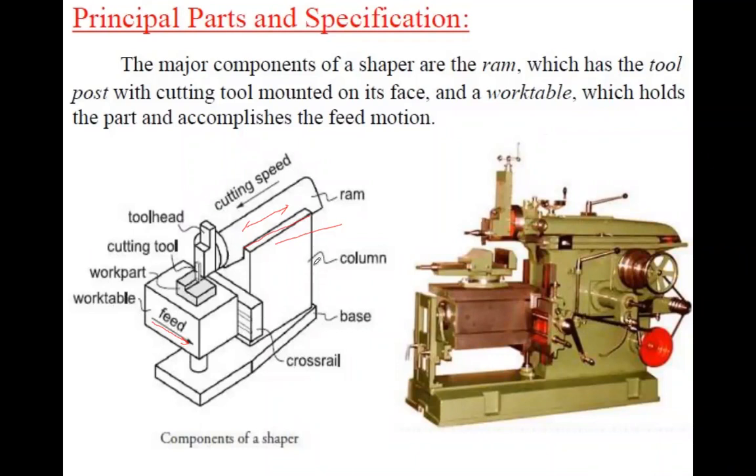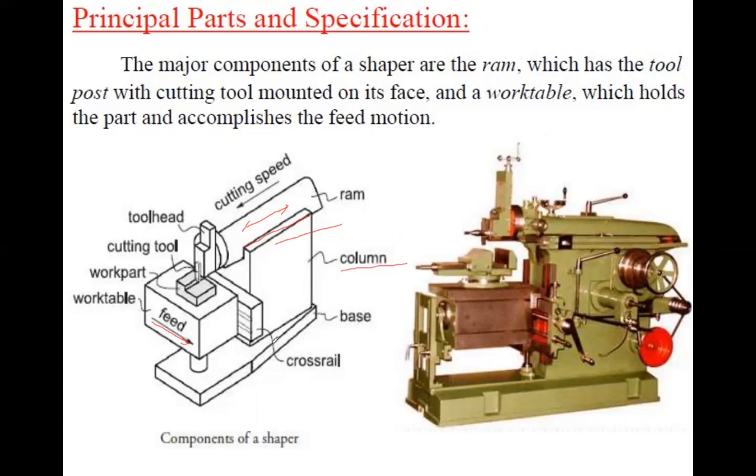Coming to further components, the vertical portion is called a column. This is a typical column, similar to what you have seen in your drilling machine. A drilling machine also has a column. The column gives structural support, and inside the column we have the driving mechanism. And this is a base. The base can also be called a bed.